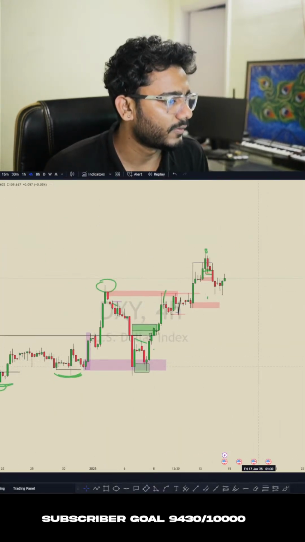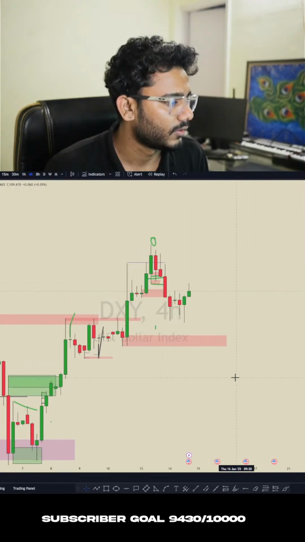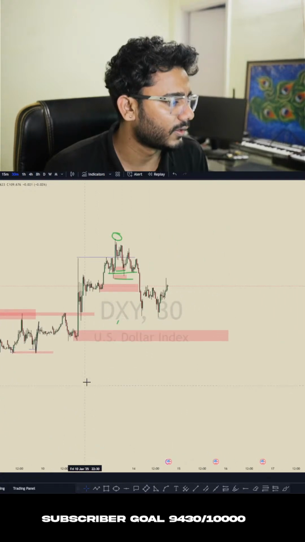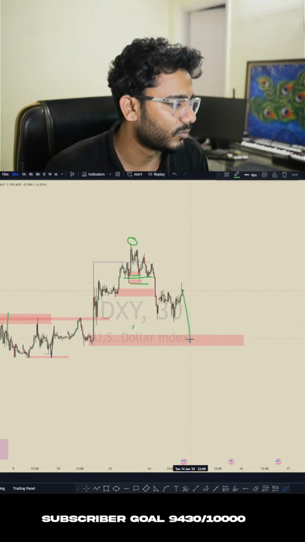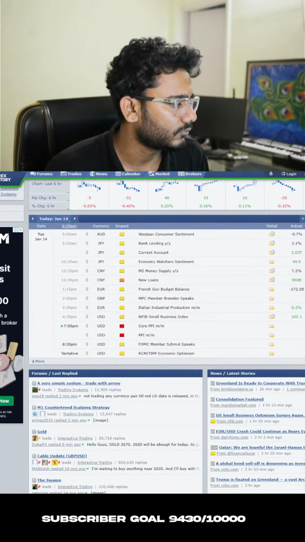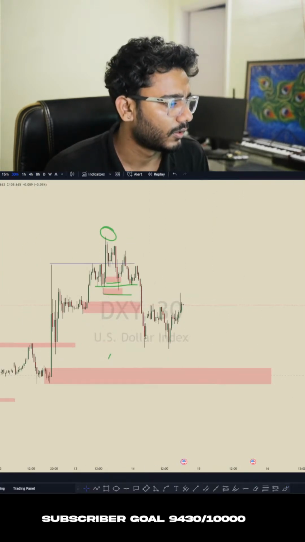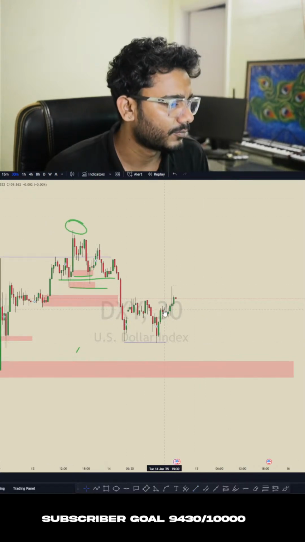So on DXY, we can see we have this order block. I think when the news will come, price will tap this order block, and then it can continue higher, like this. On Friday, we have news, so I think price will tap this order block, and then it can continue to the upside. On DXY, we can see price have created relatively equal lows.